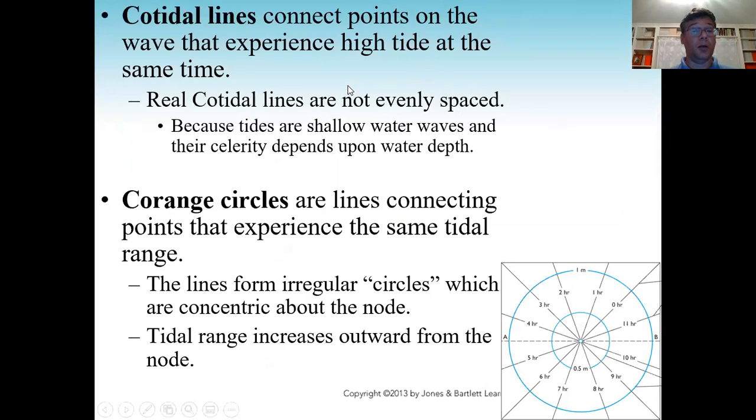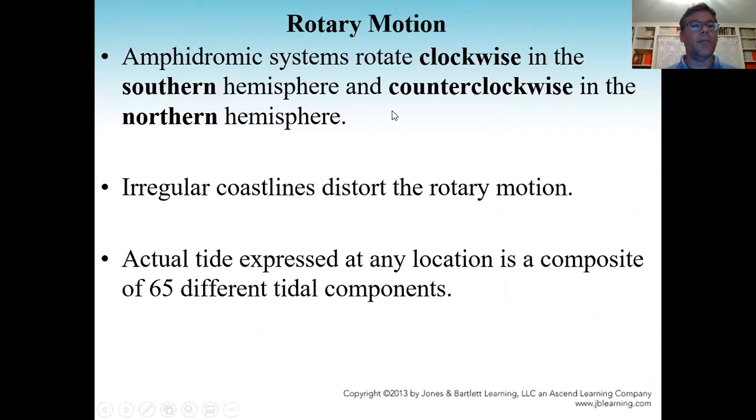So again, co-tidal line marks the part of the wave where we have high tide at the same time. Again, they're going to be more irregular in reality, and our co-range circles have the same tidal range from high to low. Our rotation pattern, again, clockwise to the south, counterclockwise to the north for the tides, not for currents. And we'll see how this relates to wind patterns later.